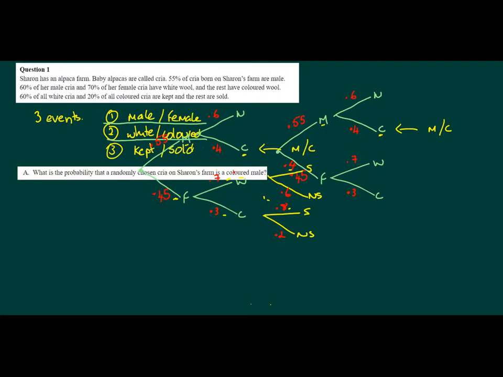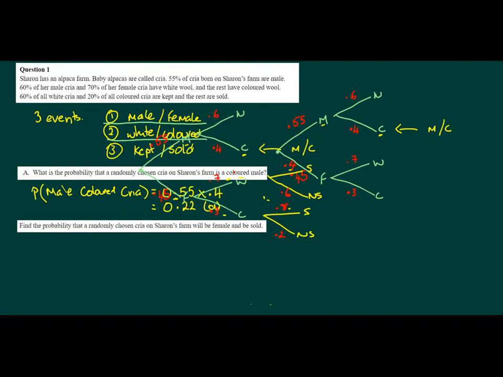So we're going to go probability that we've got male coloured cria is equal to the fact that they're male is 0.55 times the fact that they're coloured is 0.4, and that gives us the answer of 0.22. That's the probability of getting a coloured male cria, and that's worth a U, or an achieved really.